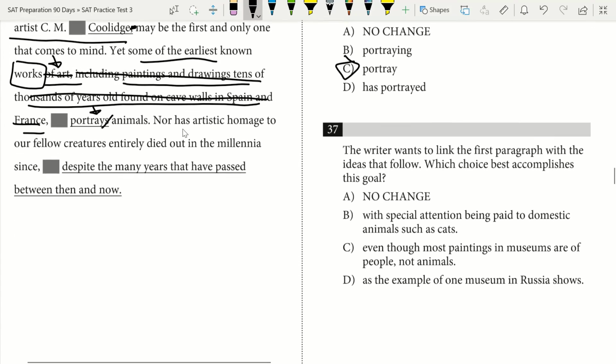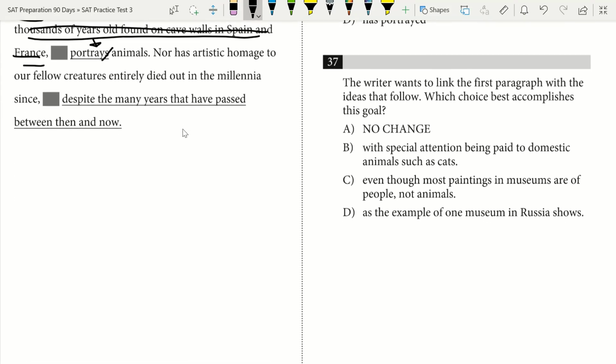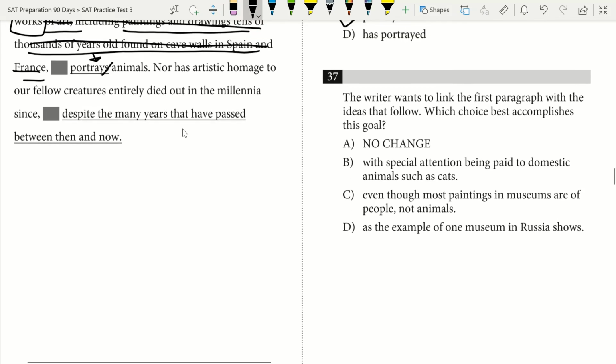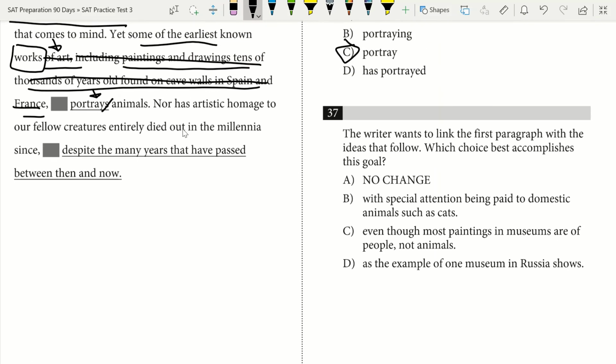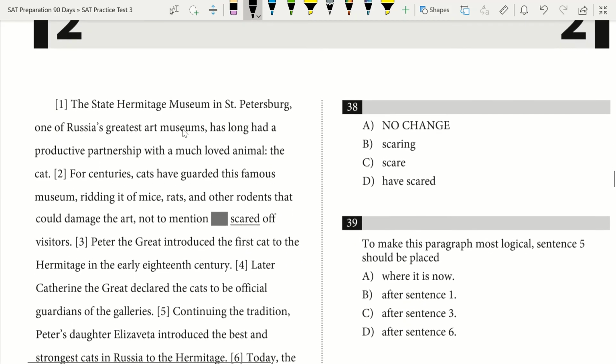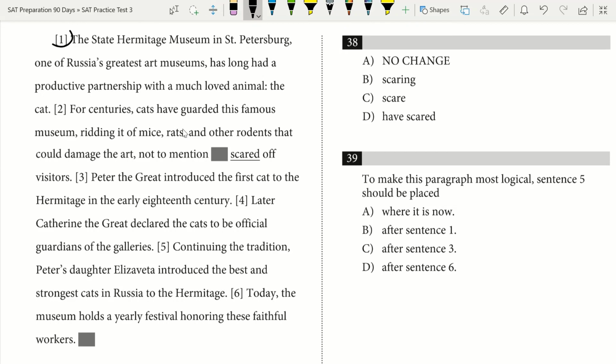Okay, now we got 37. The writer wants to link the first paragraph with ideas that follow. Which choice best accomplishes this goal? So we have, nor has an artistic homage to our fellow creatures entirely died out in the millennia since. And then it says link to the first paragraph, ideas that follow. We need to know the ideas that follow then. Okay, so the ideas that follow, we need to know those. So we have a 1 there. We're asked where to place sentence 5. Sentence 5 says continuing the tradition, so I want to talk about tradition before sentence 5. Peter's daughter Elizaveta introduced the best and strongest cats in Russia to the Hermitage. So possibly a discussion of the Hermitage after as well.